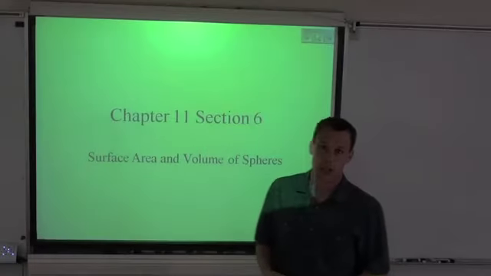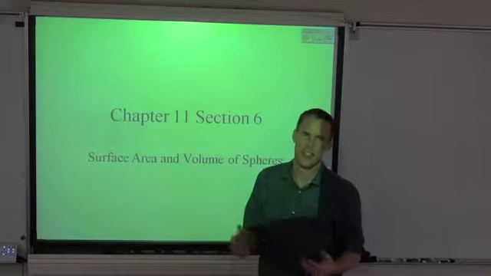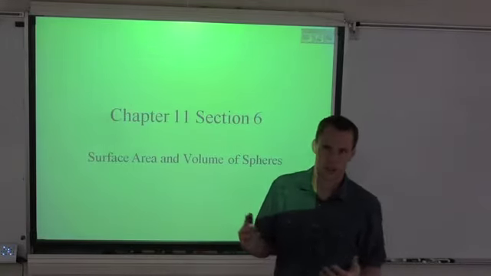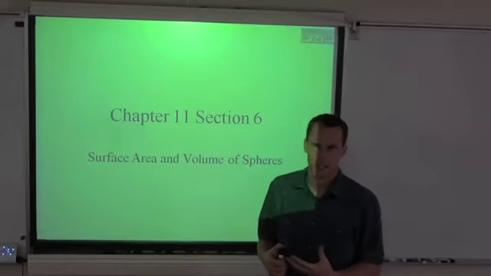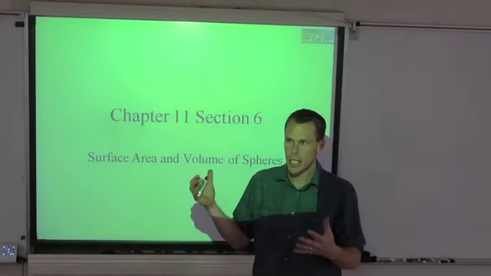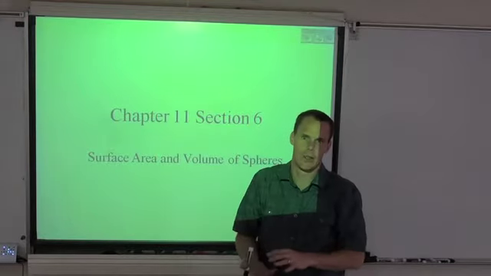This video is for Chapter 11, Section 6. It's all about the surface area and volume of spheres. We've been looking at prisms, pyramids, cones, cylinders, and our final three-dimensional shape is a sphere. A sphere is not a polyhedron because it doesn't have any surfaces. It has one giant surface that just smoothly rotates around.